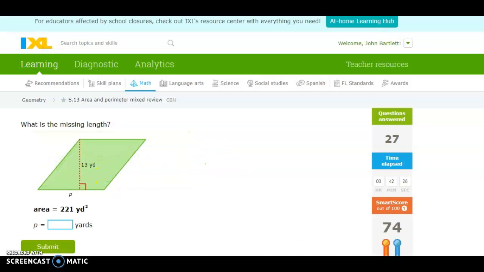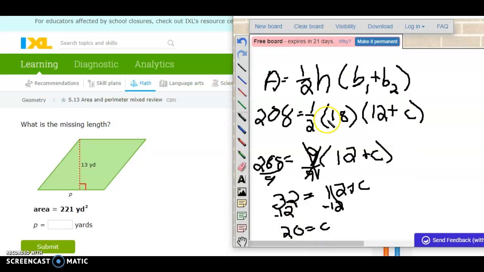Alright guys, so just make sure you have that formula sheet beside you. Write down the formula every time and then plug in the numbers that it gives you.